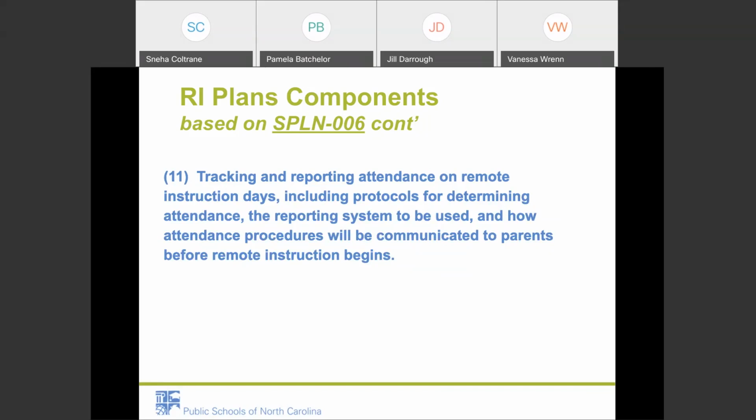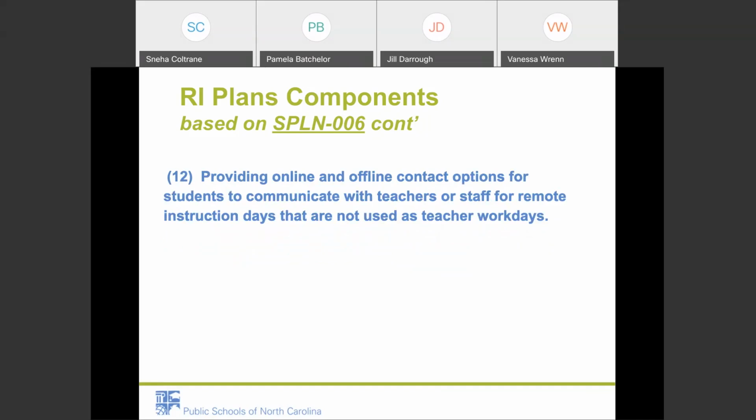Item number 12 of the remote instruction plan states that we must provide online and offline contact options for students to communicate with teachers or staff on remote instruction days. The goal here is to ensure students have optimal access to a teacher just as they would if they were sitting in a classroom and would raise their hand or pose a question, a reliable communication tool where they can access instructional support on a remote instructional day.